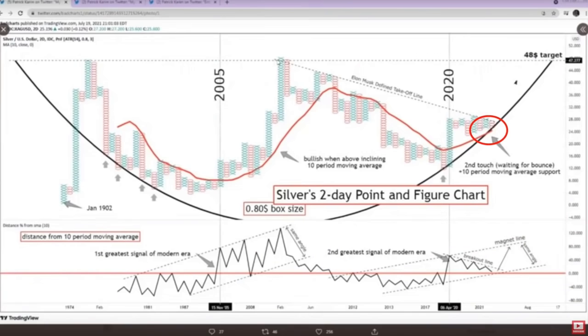So let's revisit some of our past interviews here. When we last spoke in late July, we discussed the point and figure charts for silver and gold. At that time, the chart for silver had the O's pretty close to that 10-period moving average. Now, with the latest dip in the silver price to under 22, has it gone under that 10-period moving average? And has your outlook changed based on that latest price movement?